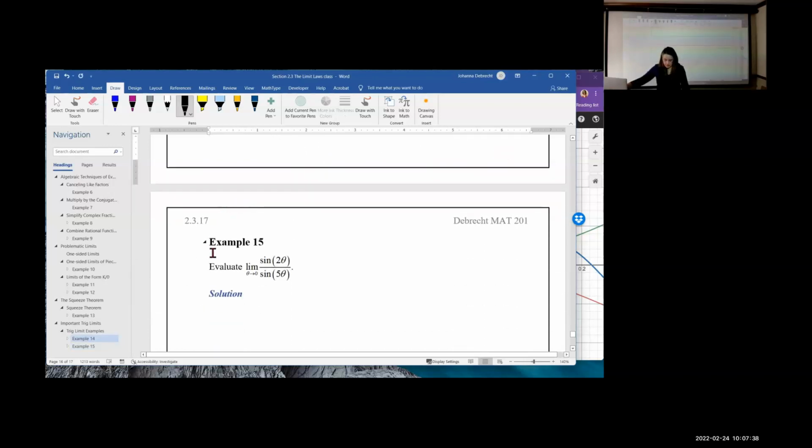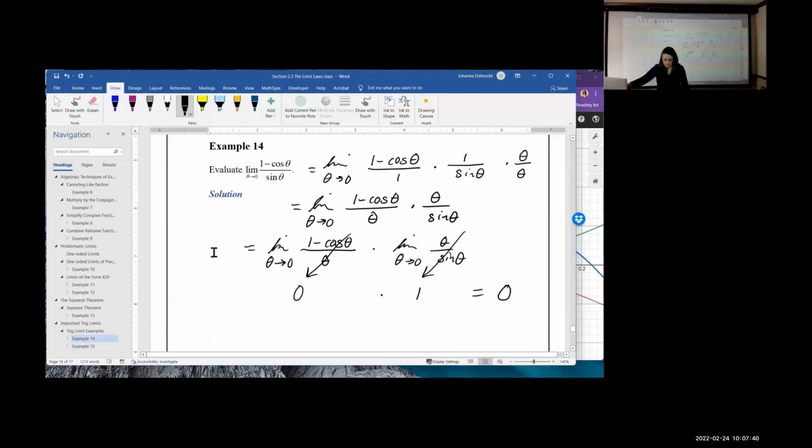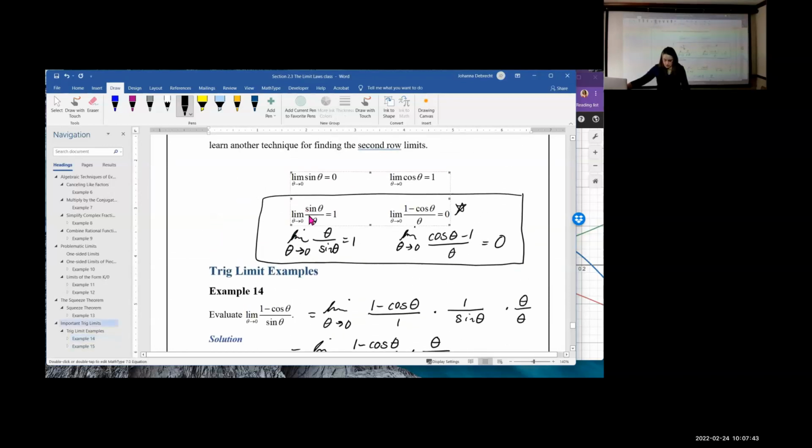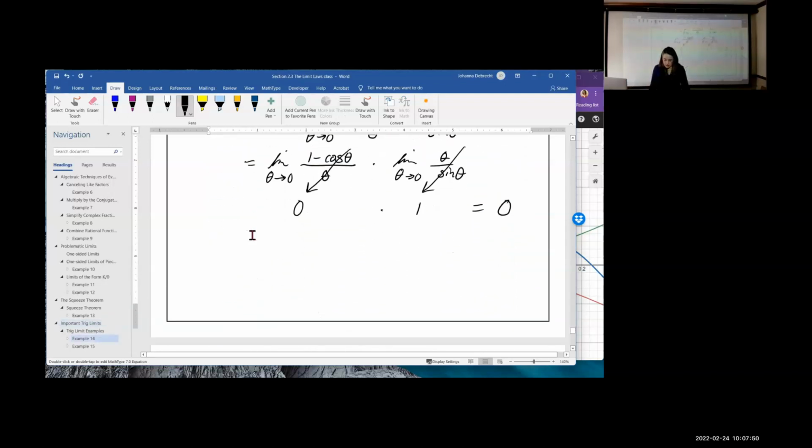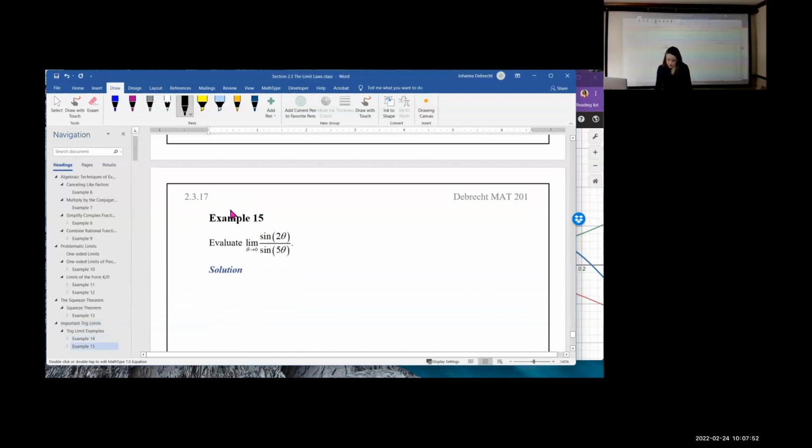We have sine of 2 theta over sine of 5 theta. Now, the one that we're talking about using is one of these guys right here. The limit as theta goes to 0 of sine theta over theta equals 1. And the limit as theta goes to 0 of theta over sine theta equals 1. This is the form that we want to use.